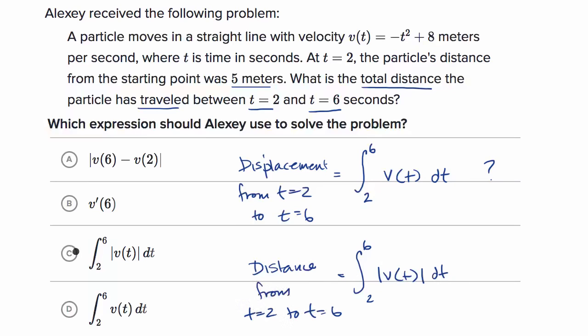And let's see, we have that choice right over here. The displacement one here is an interesting distractor, but that is not going to be the choice. This one right over here, v prime of 6, gives you the acceleration. If you're taking the derivative of the velocity function, that's the acceleration at 6 seconds, which is not what we're interested in. And this gives you the absolute difference in velocity between time 6 and time 2. That's not what we were trying to figure out either.